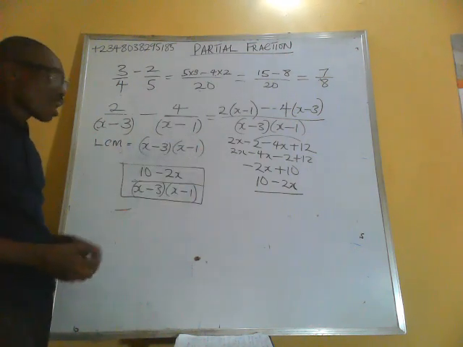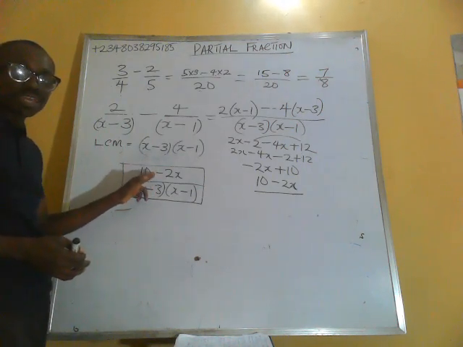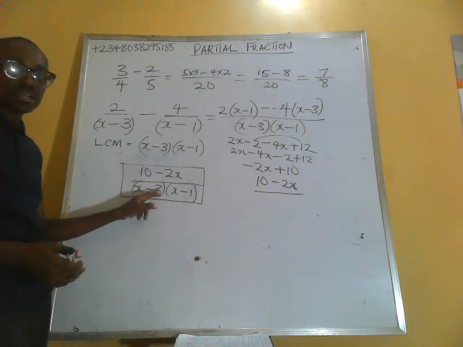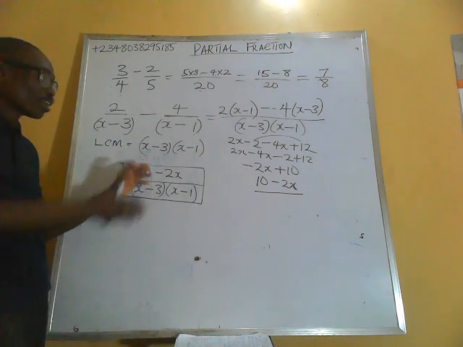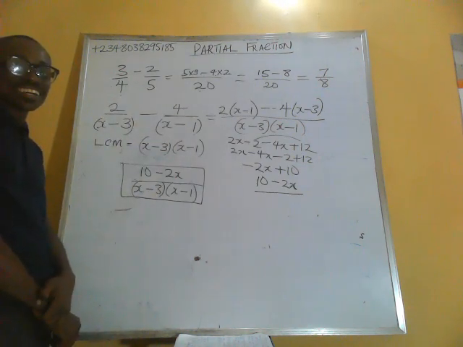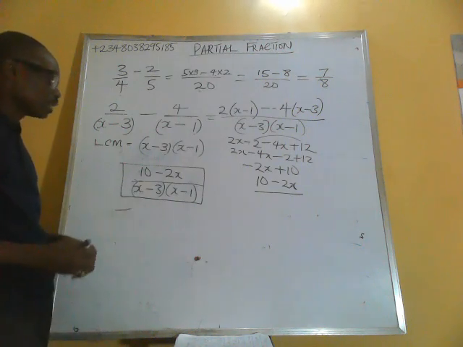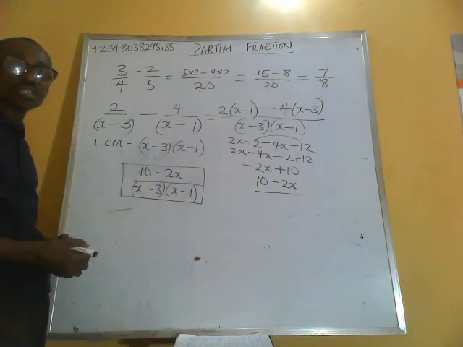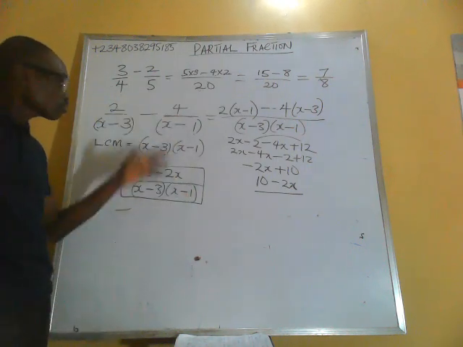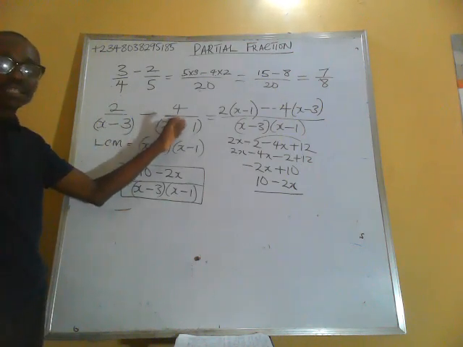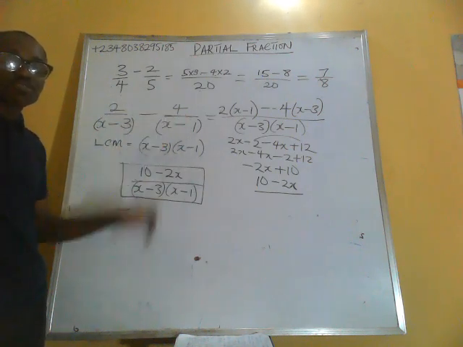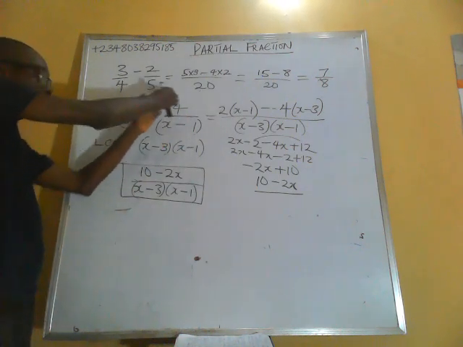But now the question is, what if you were given this algebraic expression and you are asked to break it down to this form? How are you going to do that? You are given 10 minus 2x over x minus 3 into x minus 1, and you are asked to simplify it into this form. Simplifying into this form means to resolve it into partial fractions. Here you have one side, here you have another side.